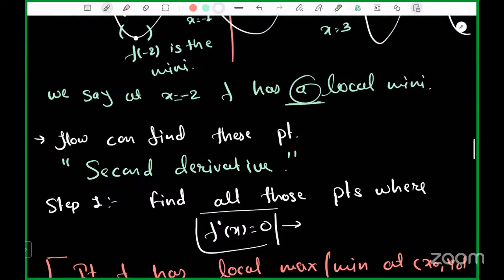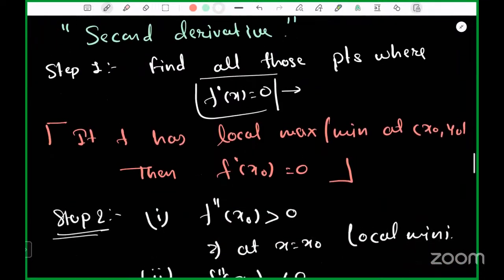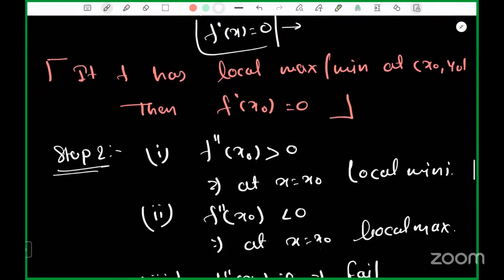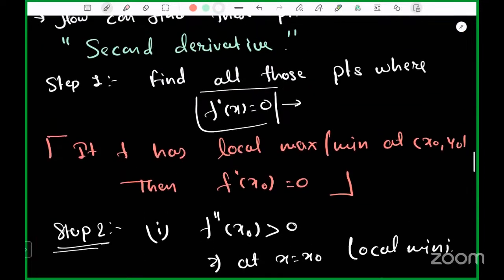But in an actual scenario, you may not be given a graph. You may be given only a function. In that case, you don't know which are the points. You just have to solve an equation. So either it will be a cubic or quadratic, something like that only. But in the question, they will give the turning points, ma'am? No, they will give you a function.